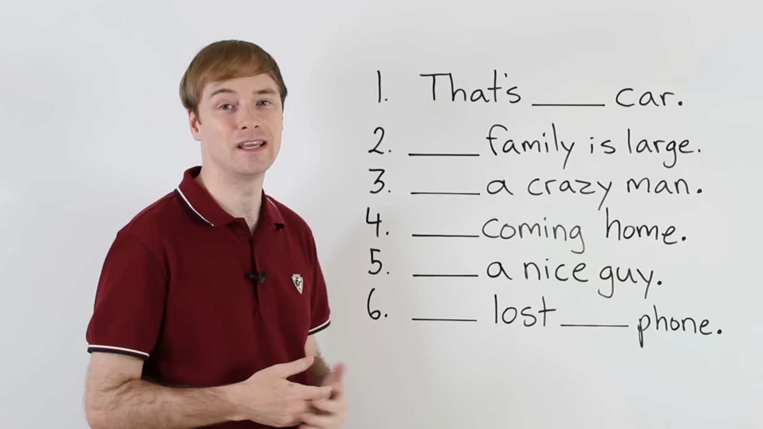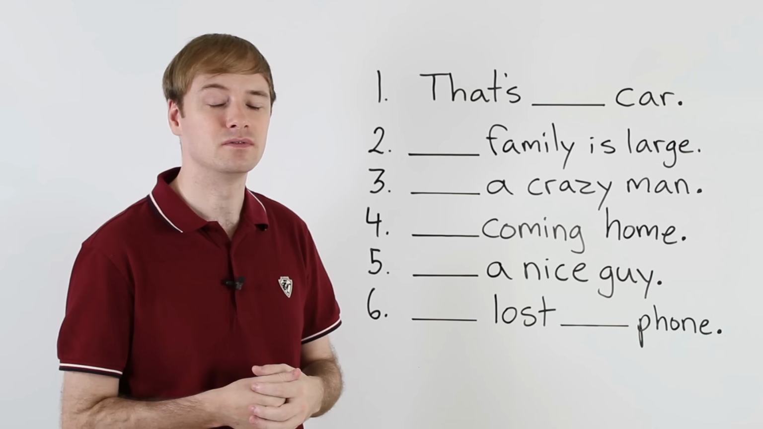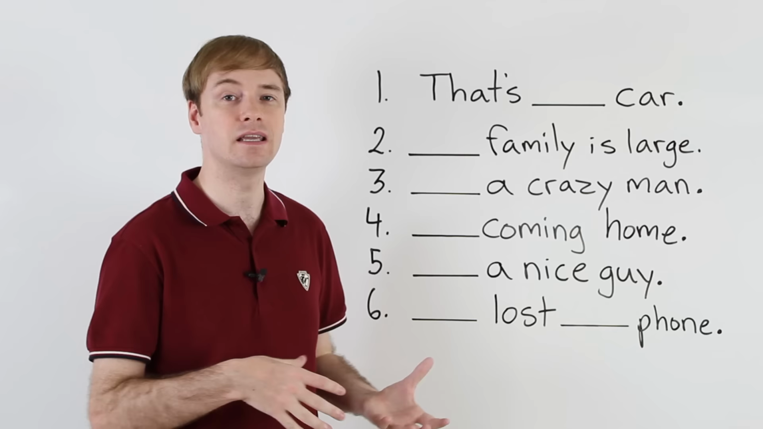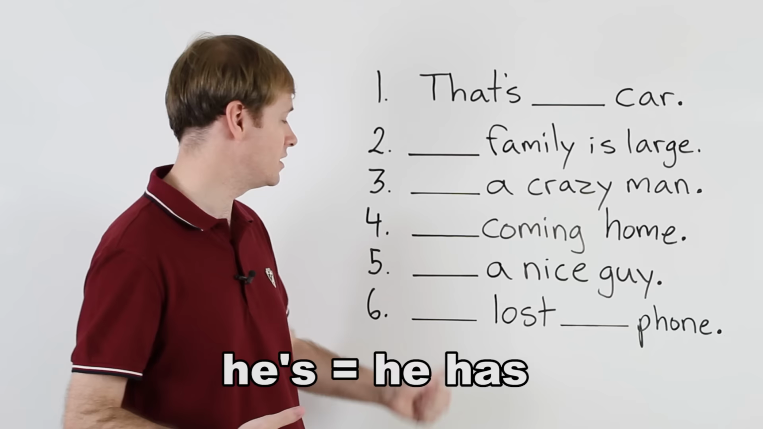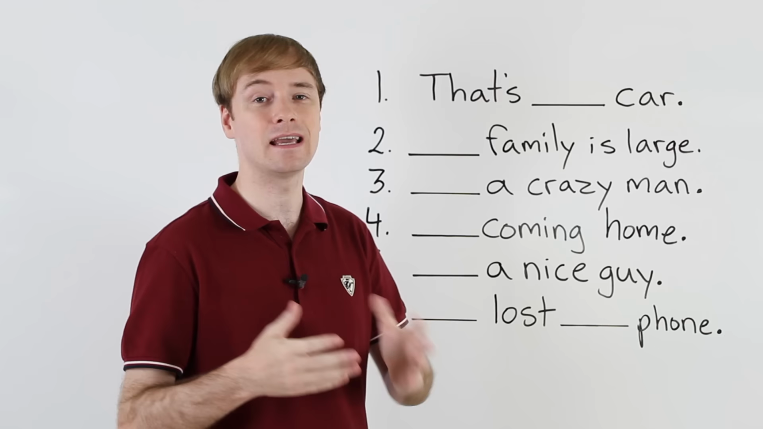And the last one has 2 spaces. Listen carefully. He's lost his phone. He's lost his phone. Okay, what am I saying here? Well, I am saying he's, but not as a contraction for he is. It could also be a contraction for he has. Okay, so he's lost, what did I say here? His. Okay, he's lost his phone. That's the difference between his and he's. Be very careful. That's it for this video. See you next time.